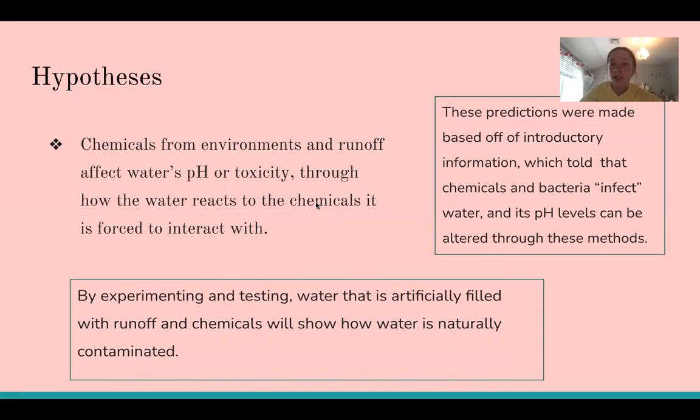Hypotheses that came from this experiment were that chemicals from environments and runoff affect water's pH or toxicity through how the water reacts to the chemicals that it's forced to interact with. These were made off of the introductory information, which told that chemicals and bacteria infect water, and its pH levels can be altered through these methods. By experimenting and testing, water that is artificially filled with runoff and chemicals will show how water is naturally contaminated in the real world.